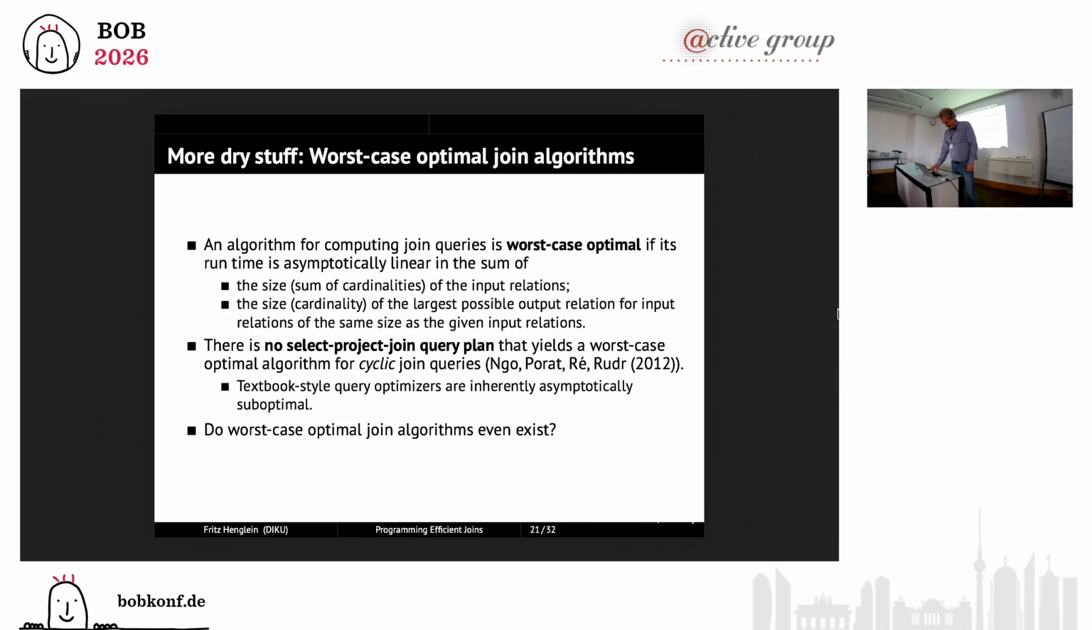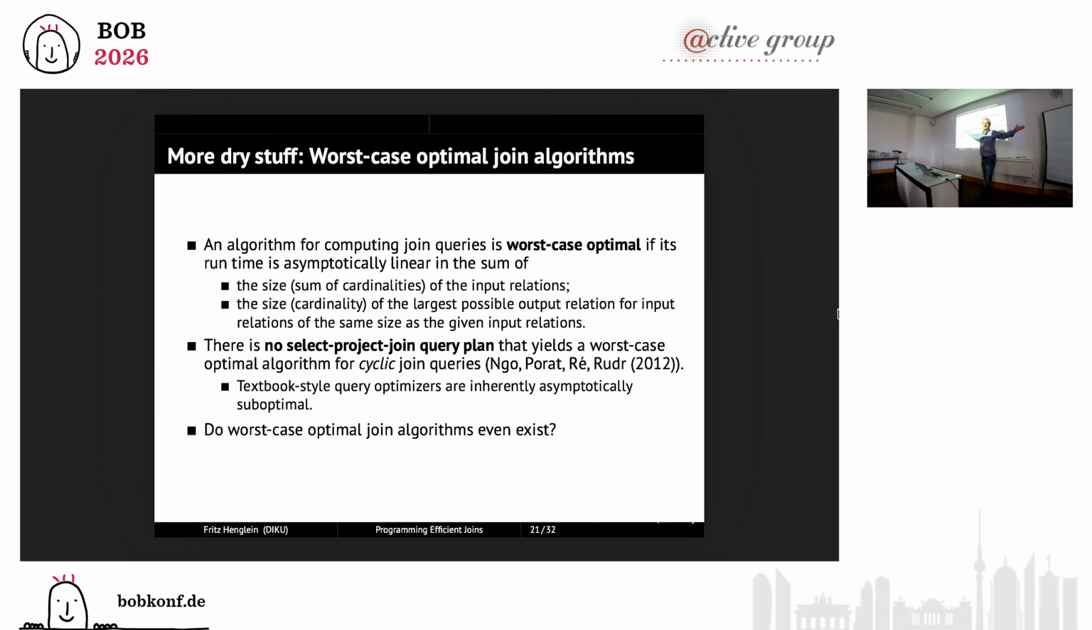$1 words, okay? So, an algorithm for computing join queries is worst case optimal. This is the definition: if it's basically linear in the size of the input and output. But it's open whether these even exist. So there's a weaker form of being optimal, okay? And by linear, I mean in the cardinalities of the input relations and output relation. It's linear in the size of the input, the sum of cardinalities of the input relations.